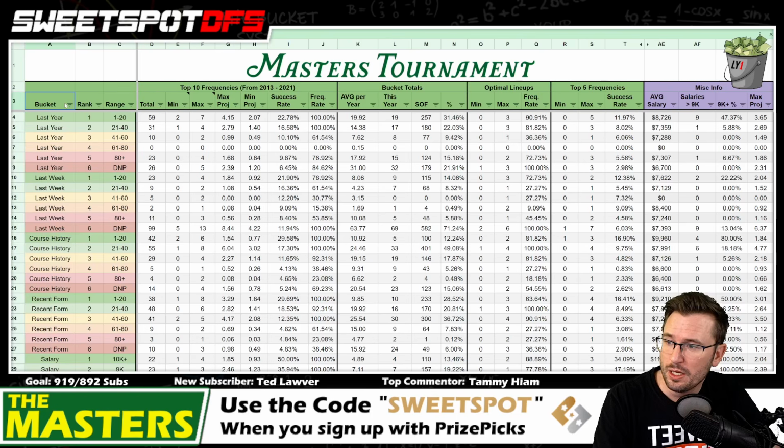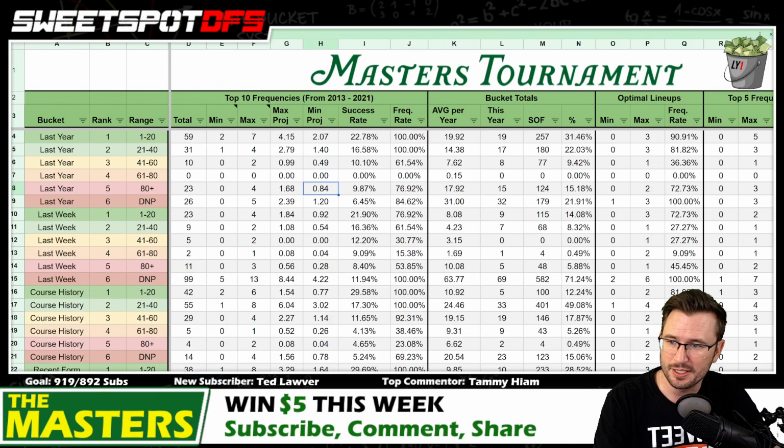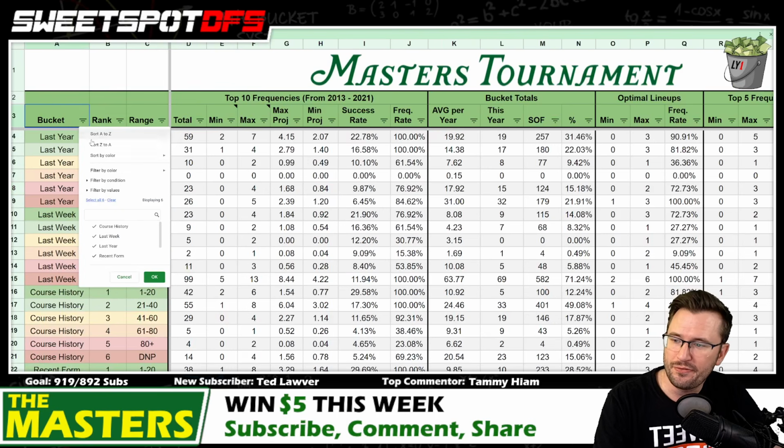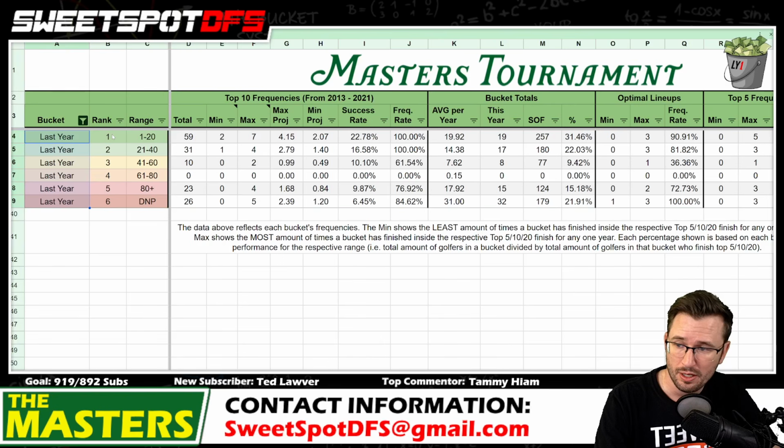So what I want to do is, first of all, zoom in so you guys can see this a little bit better. But I want to filter out all the buckets except for the last year buckets. So we have 6 buckets for this stat category, and they go by ranges. So last year one, these are golfers who finished inside the top 20 last year. This projection is 2 to 5.